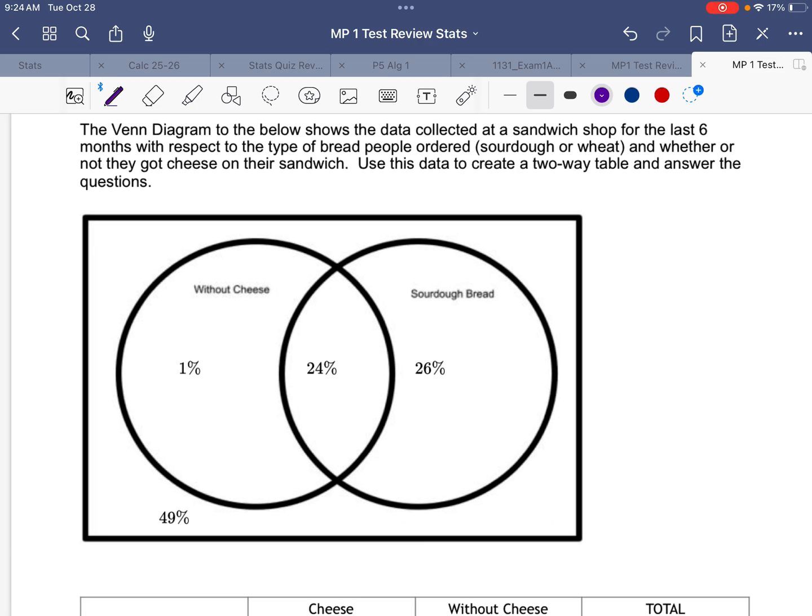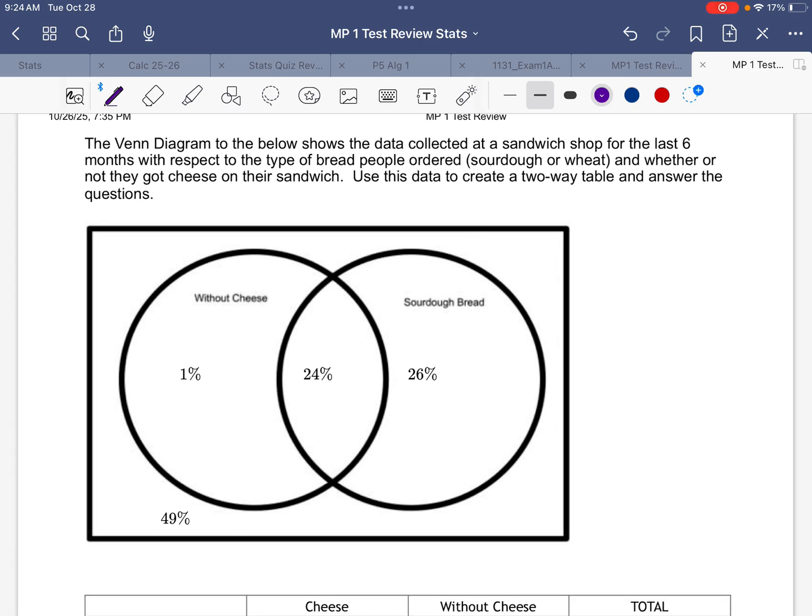For number 2, it's saying that the Venn diagram below, that's a weird way of phrasing, shows the data collected at a sandwich shop for the last 6 months with respect to the type of bread people ordered, sourdough or wheat. So those are our two options for bread. And the next one is whether or not they got cheese on the sandwich. So use the data to create a two-way table with the answers.